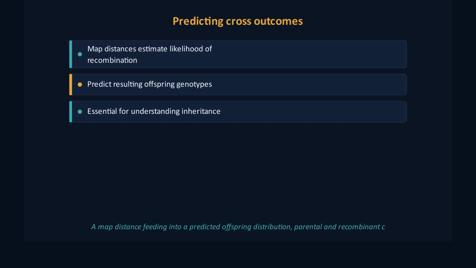This is why mapping matters so much in practice. Predicting cross outcomes is essential for understanding genetic inheritance, because it lets us move from observed data to expected results and back again. Measure recombination, build the map, read off the distance, and you can say what the next generation is likely to look like before a single cross is performed.